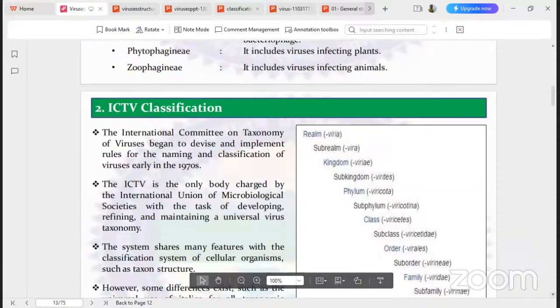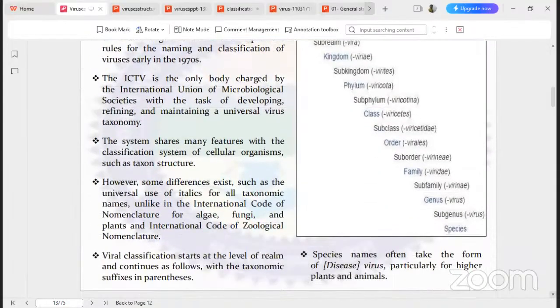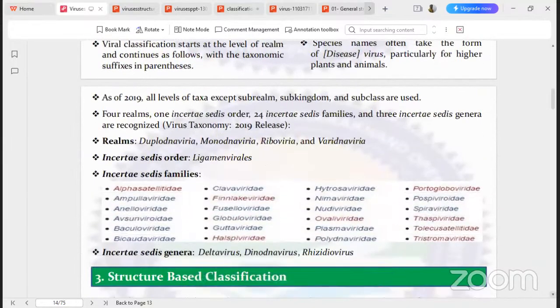And then the modern classification, the ICTV classification, the International Committee on Taxonomy of Viruses, takes into consideration their structure, and based on their structure they have classified from the phylum to the species levels. Then, based on the International Code of Nomenclature, ICN, and the Microbiological Society of India, viral classification is done with the consideration of the Microbiology Association, the Zoological Association, and the Botanical Association.